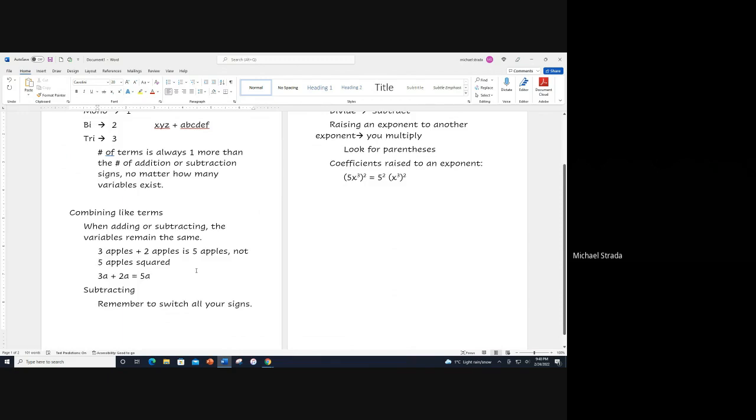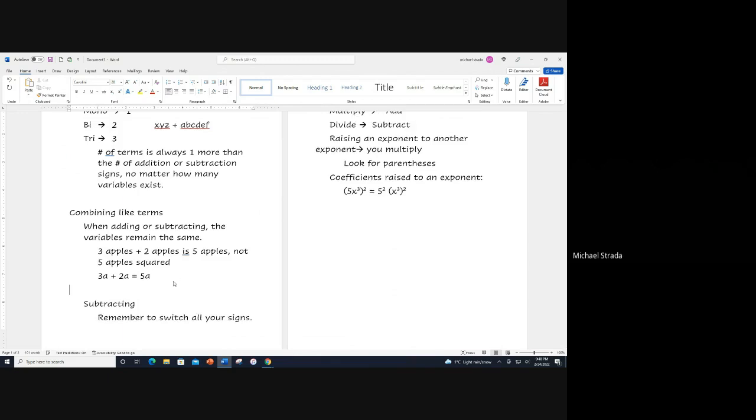And don't be afraid to assign a value to the variable. For example, if we make a equal to 2 and plug it back in, we would have 3 times 2 plus 2 times 2 equals 5 times 2. 3 times 2 is 6. 2 times 2 is 4. 6 plus 4 is 10. 5 times 2 is 10. If you do it correctly, that should be the case. Your value should come out to be the same.